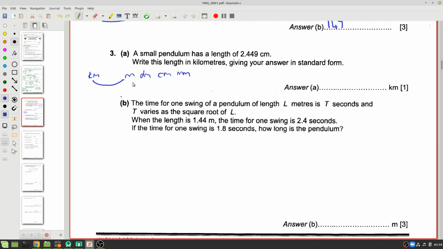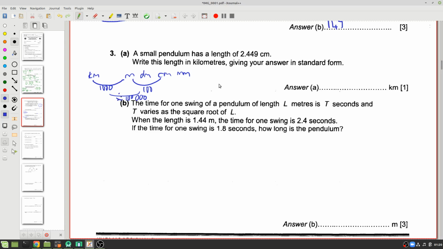And this one I think we all know, from meters to kilometers, that's 1,000. And from meters, these are all tens. So meters to centimeters is 100. So in total, it's 100,000 that we have to move. Again, from centimeters to kilometers, we divide by 100,000.